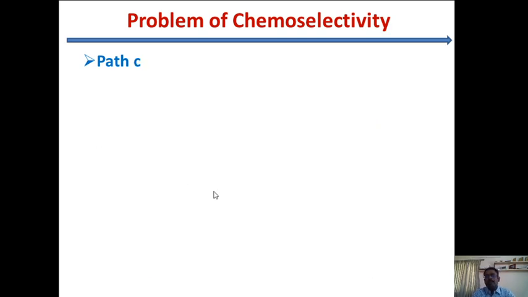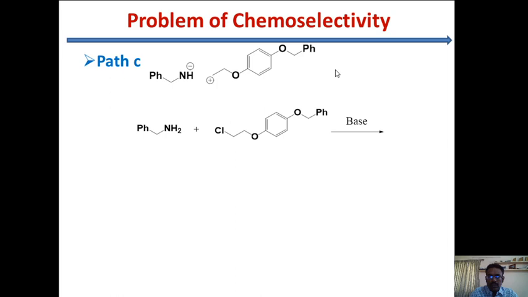So if you take path C, suppose you are breaking bond C, you are left with two synthons, a nucleophile and an electrophile. Here you can easily write down the forward reaction using the corresponding synthetic equivalents. This is the synthetic equivalent for this synthon, and this is the synthetic equivalent for this synthon. So when you treat these two reagents in presence of a base, you should get the expected target compound. That's what we expect, isn't it?